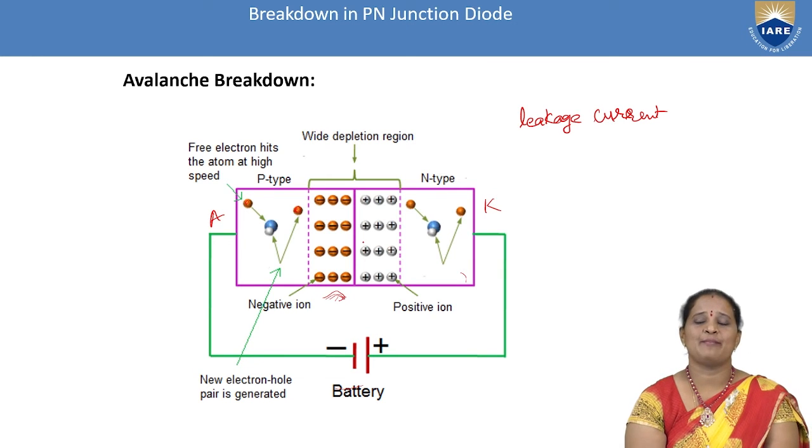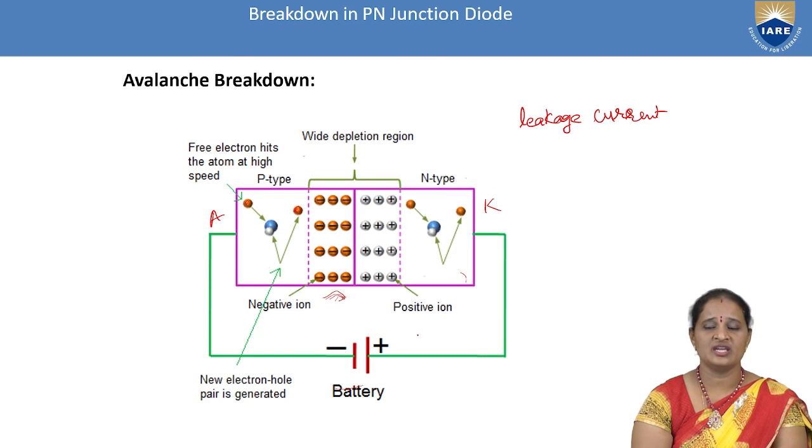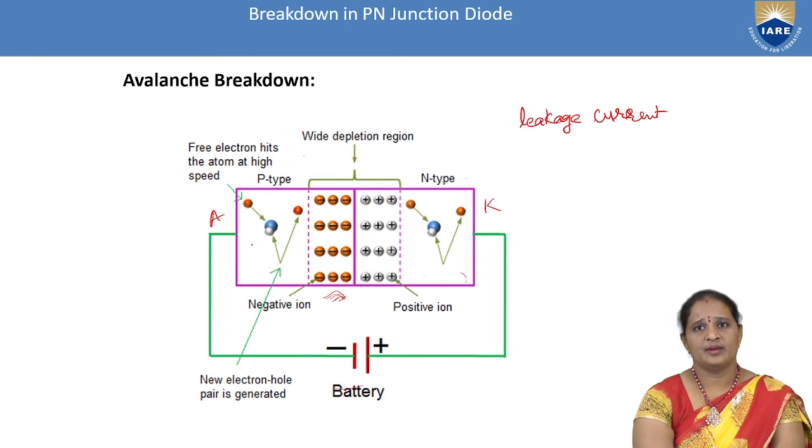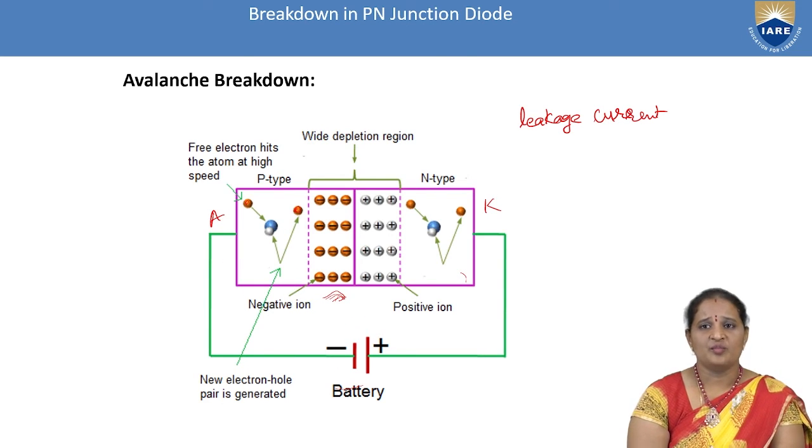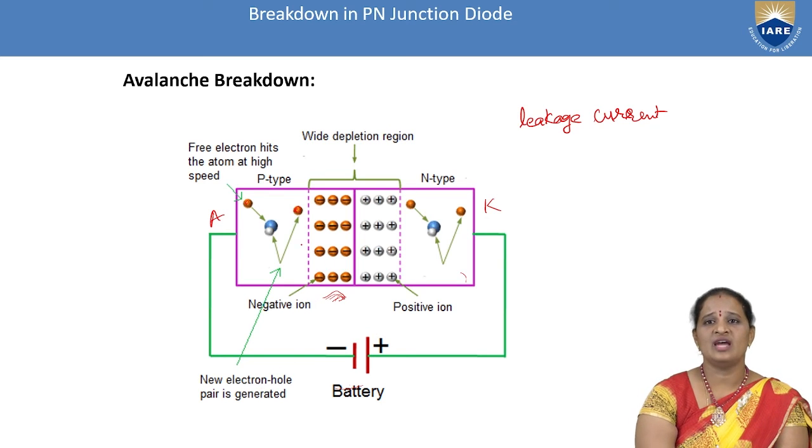So here now, what is happening if we further increase the reverse voltage applied? Due to this increased applied voltage, the free electrons acquire more energy and increase their velocity. With that increased velocity, when the minority charge carriers are moving across the junction, during that journey, they will collide with the atoms.